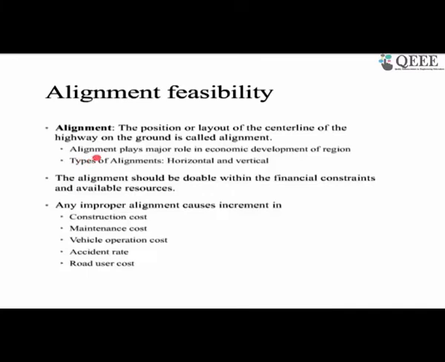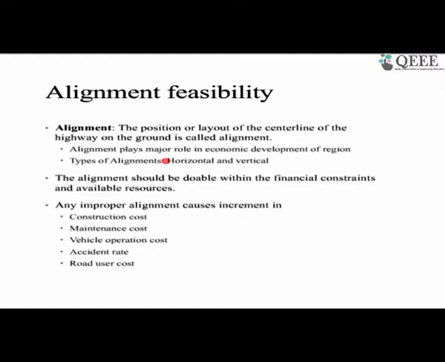If it was not passing, then we are going to miss that development. So this is how it goes. The alignment, if you look into, basically it is divided into two parts. One is the horizontal alignment, which you can see on the plan profile from the top, and another is the vertical profile, which you see from the side.